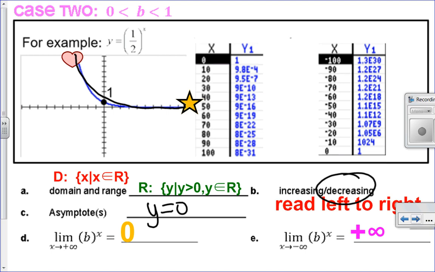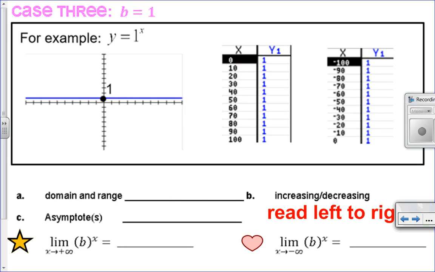Let's talk about my last case, which is just when the base is equal to 1. So 1 to the exponent of x. You'll notice in the table of values there and in the graph, y is always 1 regardless of what x is. So the domain, there's no limits.